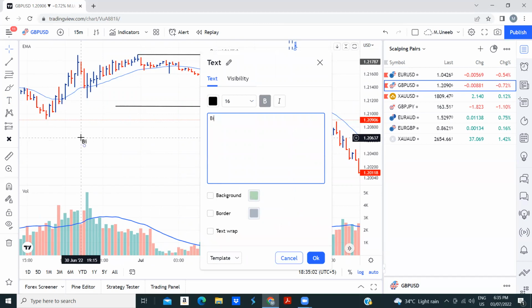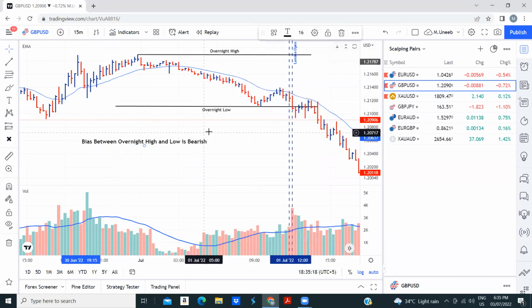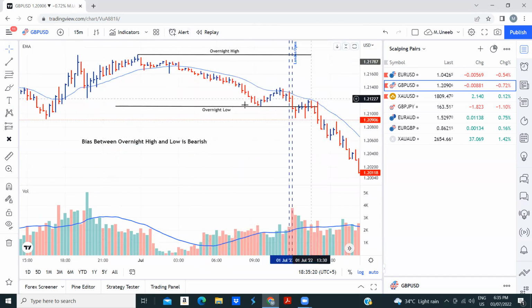Okay, bias between overnight high and low is bearish. Okay, all right. And now before we can also draw a channel here.